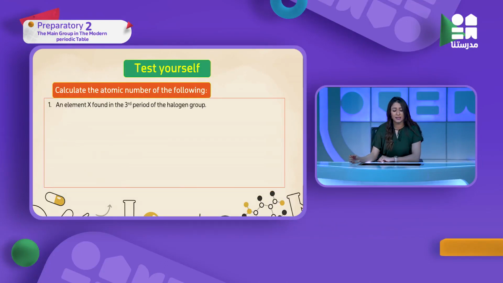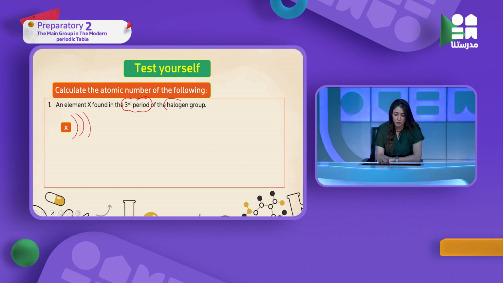بيقول لي calculate the atomic number. This is related to lesson 1. بيقول لي an element X found in the third period of the halogen group. X is found in the third period. طب أنا عندي البيريود ده represents what? A period represents the number of energy levels. يبقى هاجي أرسم الانرجي levels like this. 3. ليه رسمت 3؟ لأن هو بيقول لي it's found in the third period.